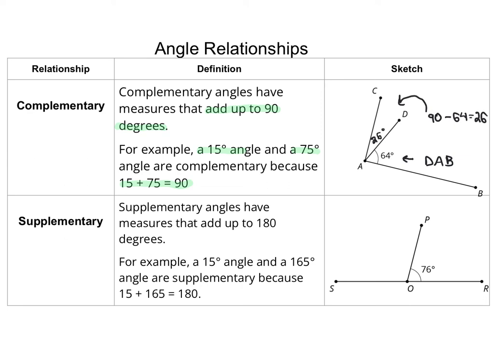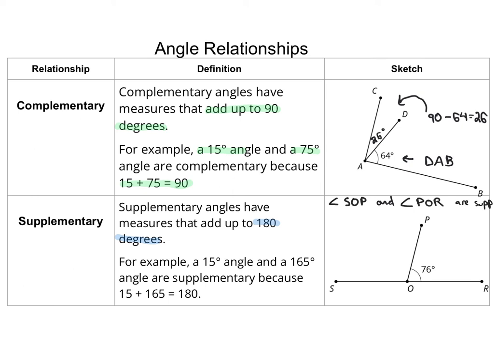Okay, and then lastly, we'll have supplementary angles. Supplementary angles have measures that add up to 180. And again, they don't have to be adjacent like the one in the figure, but they often are. So for example, a 15-degree angle and a 165-degree angle would be supplementary because 15 plus 165 is 180. So here we have 2 supplementary angles.